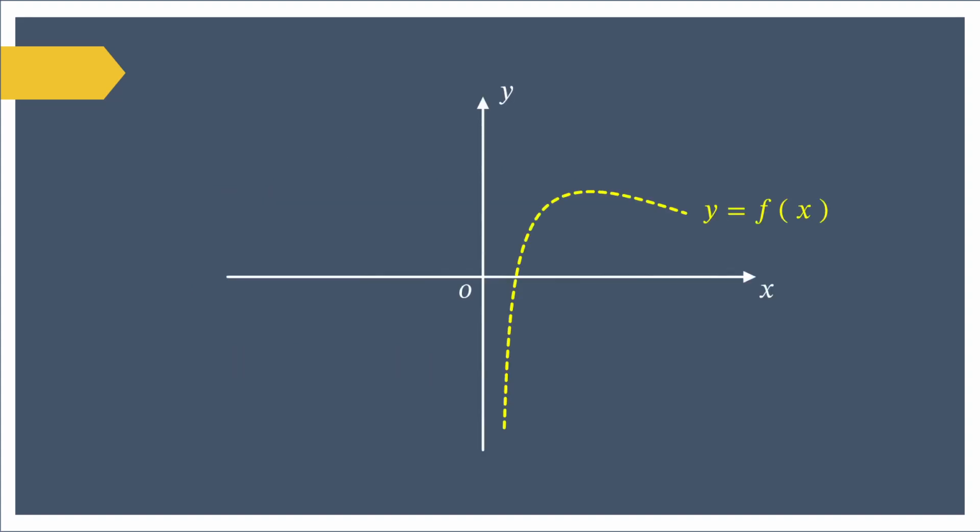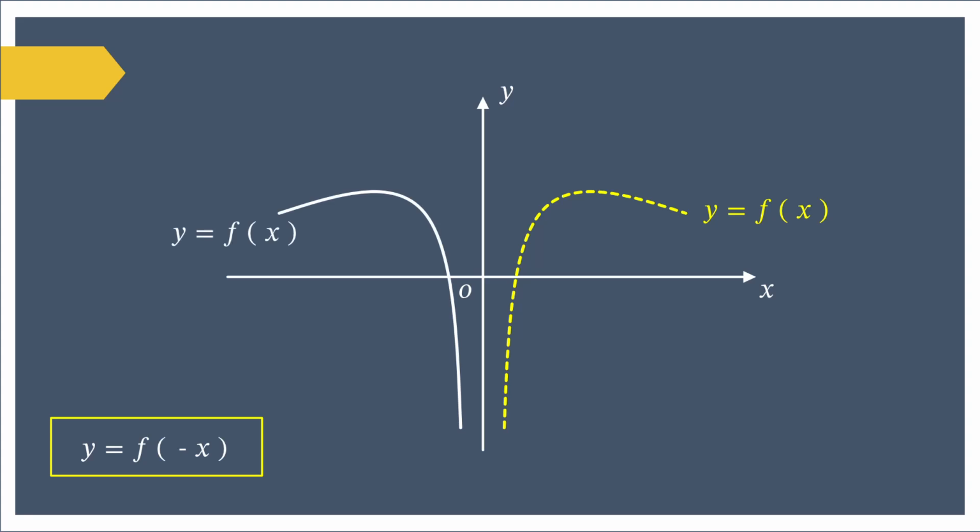So if this is your y is equal to f of x, and you want to draw the graph of y is equal to f of negative x, then it would come out as this graph reflected in the y-axis. Let's take a look at a few examples.